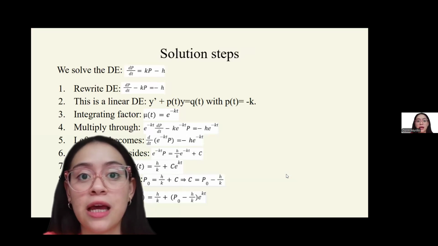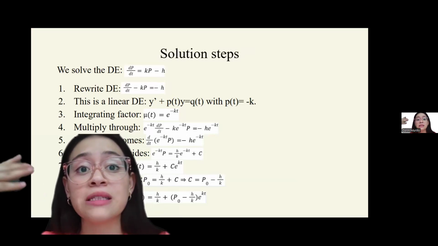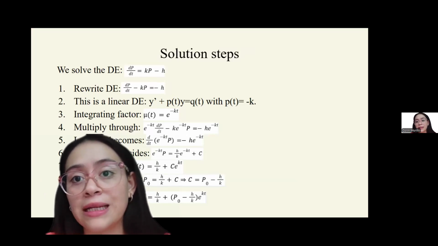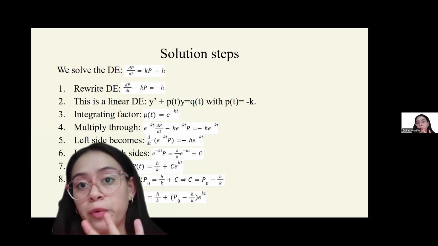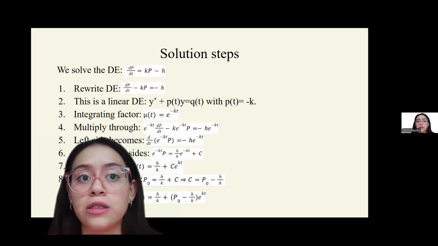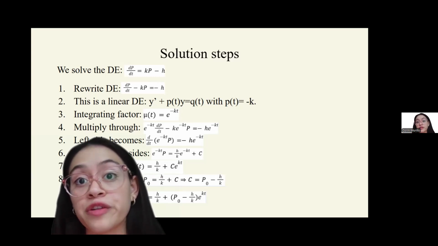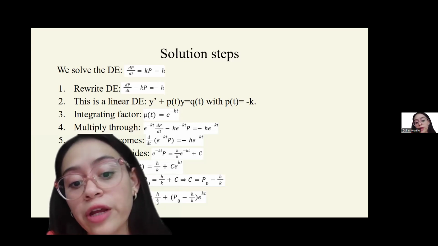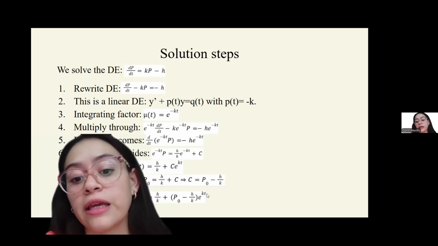For solution steps, to solve the equation, we first write the standard form. Then we find something called an integrating factor, which in this case is e to the power of minus kt. We multiply through by that, which makes the left side easier to work with. Then we integrate both sides to solve for P(t) and use the starting population P0 to find the constant. Our final solution is P(t) = h/k + (P0 - h/k) e^(kt).